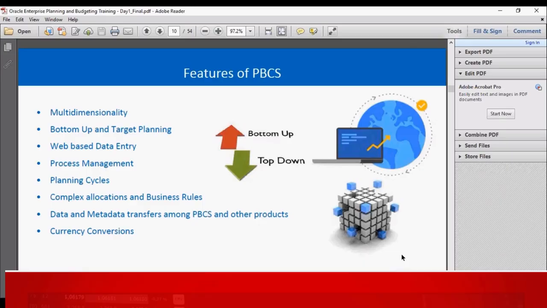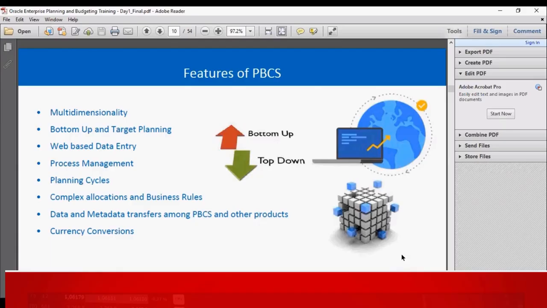Next is complex allocations and business rules. In a business, there are requirements where allocations have to be done from top level to lower level members, and also a few complex calculations happening among the members. Such complex calculations can be handled through a concept called business rules or calculation scripts in PBCS.